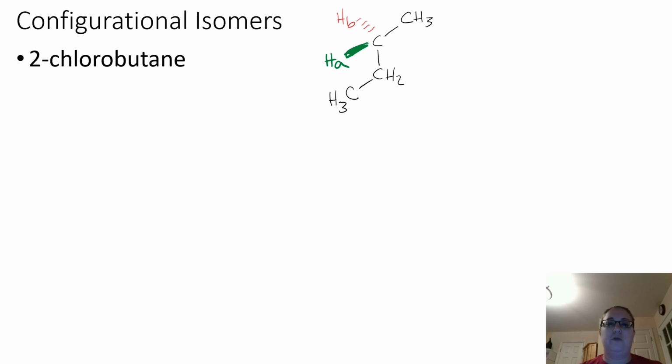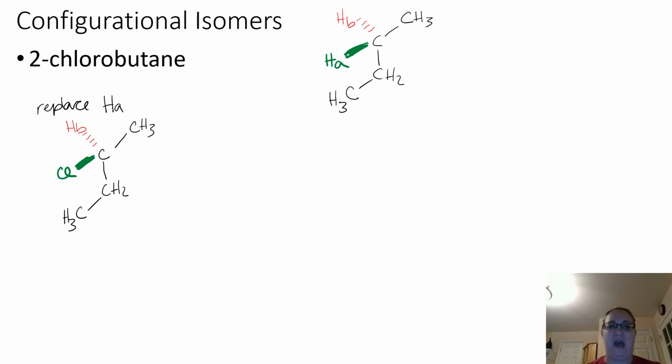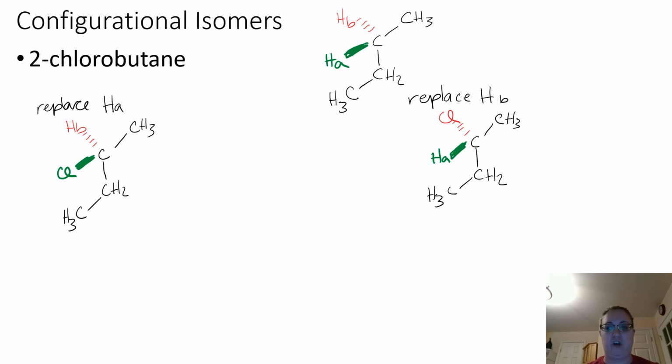So we're going to compare the two compounds for 2-chlorobutane, when chlorine takes HA's position or when the chlorine takes the HB position. The first one I'm going to draw is replacing the HA with the chlorine atom. So you'll notice now that the chlorine atom is pointing out in front of the plane. We can do the same thing, but this time we're going to replace the HB with the chlorine. And now you'll notice that the chlorine atom is pointing back in our structure.